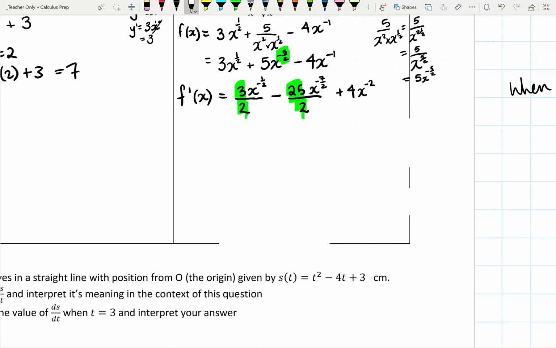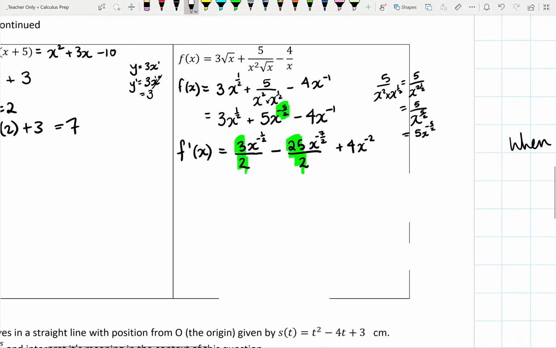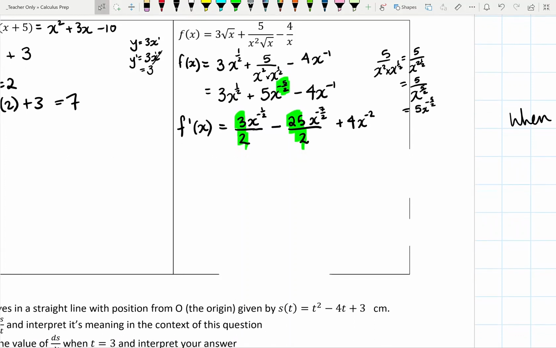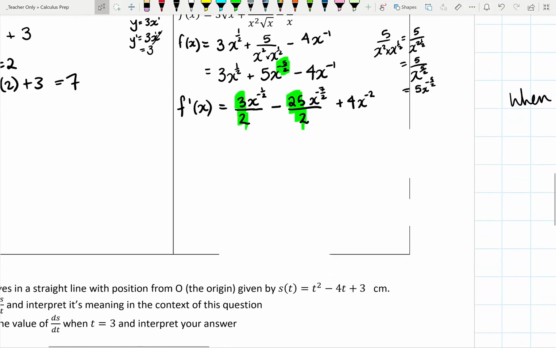In the previous video, we found the derivative of this equation, 3 root x plus 5 on x squared root x minus 4 on x. I didn't go the step further that I needed to, which was to calculate the slope when x equals 2. To be honest, this isn't the sort of question that you would generally ask to be calculating with a substitution for x, but I will go through and show you how it works.